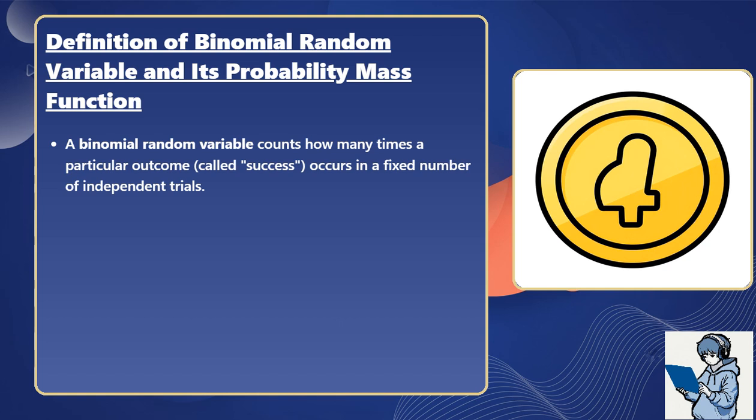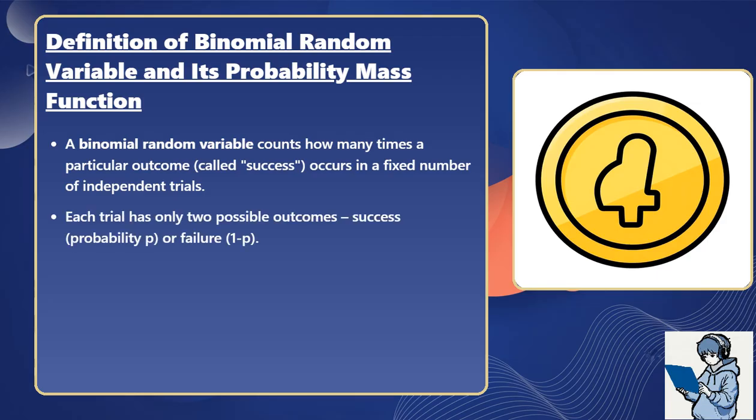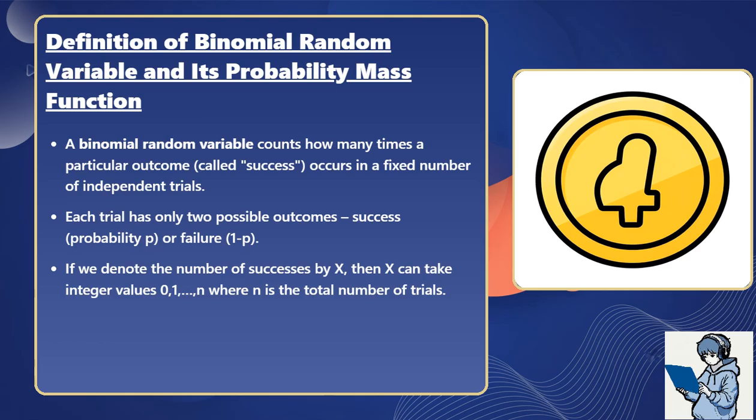A binomial random variable counts how many times a particular outcome called success occurs in a fixed number of independent trials. Each trial has only two possible outcomes, success with probability p or failure with probability 1 minus p. If we denote the number of successes by X, then X can take integer values 0, 1, up to n, where n is the total number of trials.